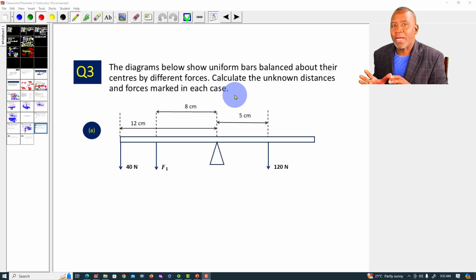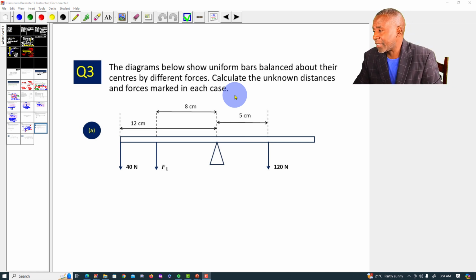Now, the diagrams I've drawn here may be slightly different from the ones in your textbook. The distances are a bit different, but the concept is the same. So I'd like you to concentrate on the method that we use to solve the question rather than the exact answer. All right, so let's look at this.